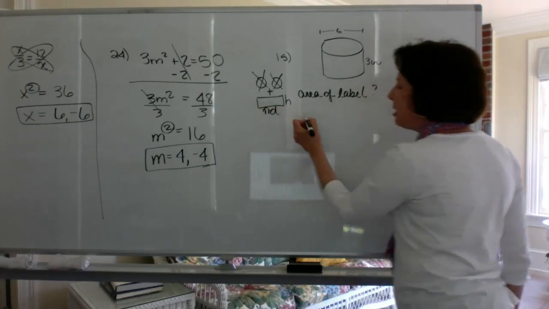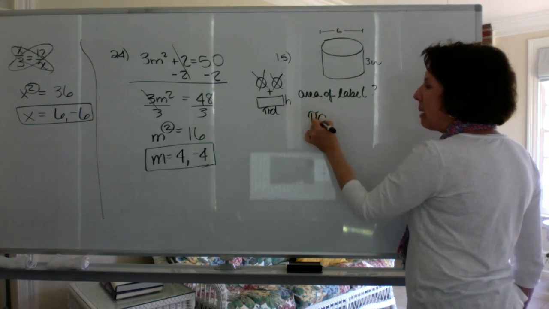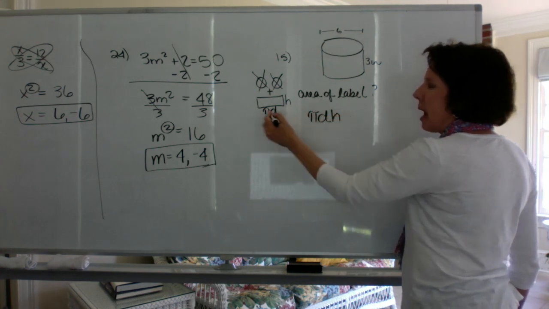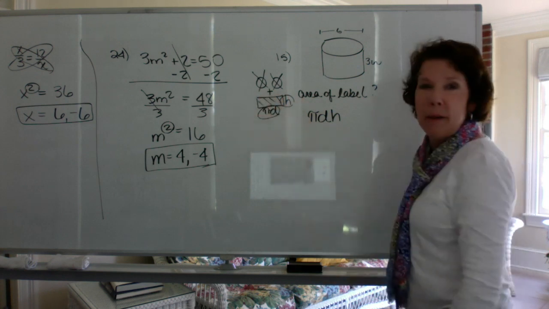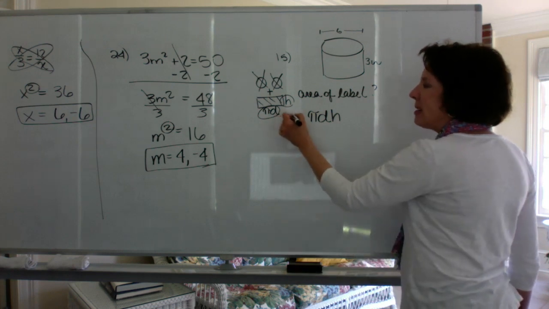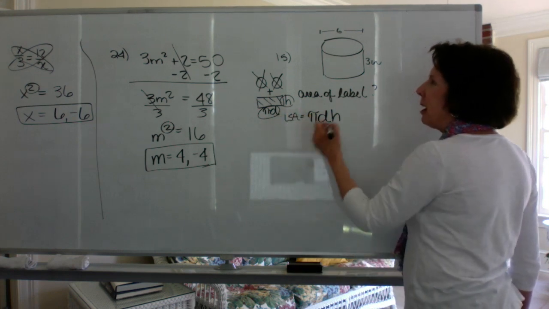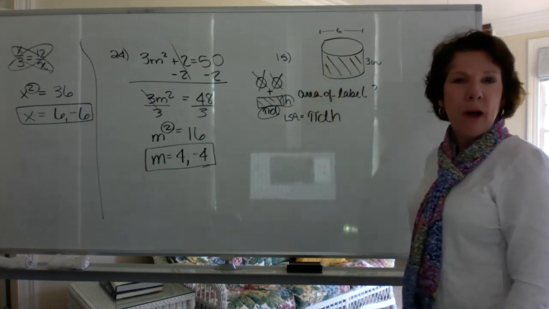And so what I'm actually trying to calculate here is pi times the diameter times the height, because length times width gives me area. Okay, so my surface, I'm going to call it LSA. It's really lateral surface area. I'm just finding the area of that label on the side, around the side.